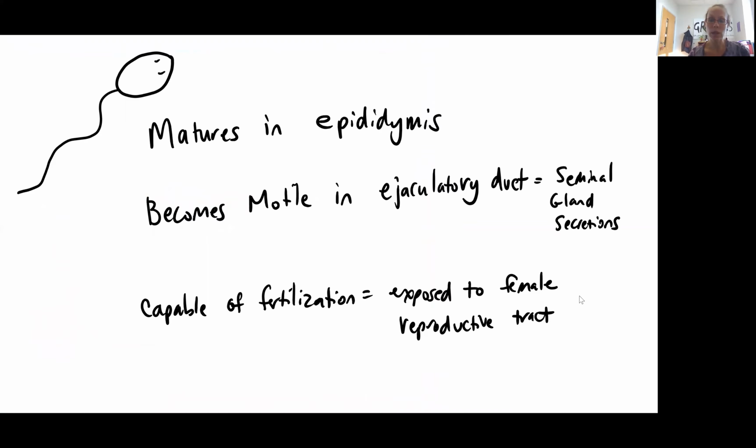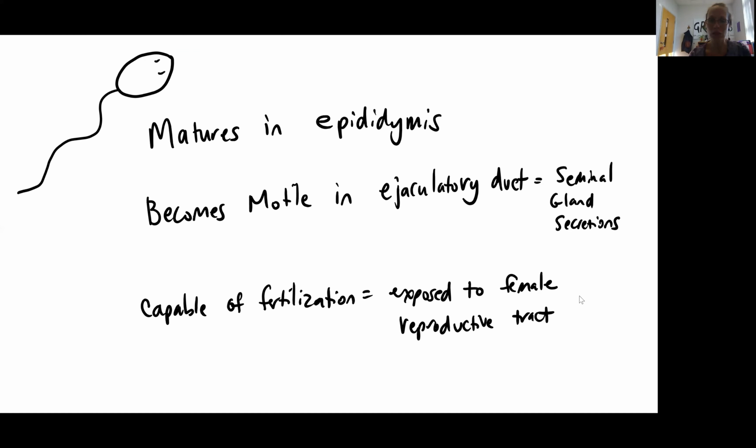Now, the sperm cell is going to spend about 3 weeks in the epididymis where it's going to do its final maturation. And then it's not going to become motile until it enters the ejaculatory duct and mixes with the seminal gland secretions. I used the wrong term there. Seminal gland secretions. And then it's still not capable of actually fertilizing an egg cell until it has been exposed to enzymes and conditions inside the female reproductive tract.